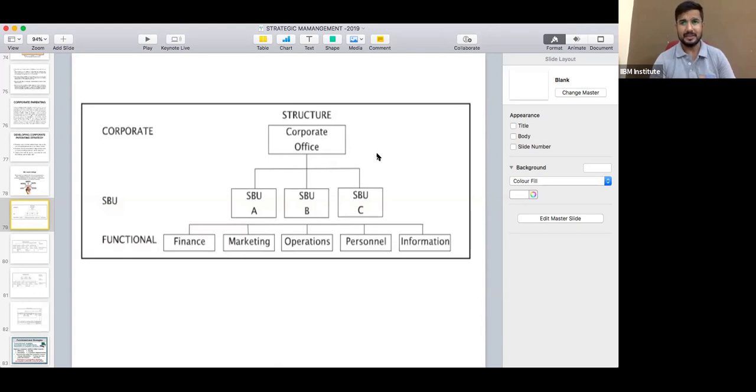After that, you can see Uber India, Uber Australia, Uber UK, Uber US, whatsoever. Each and every department of Uber is associated with a particular country. Like when we talk about Uber India, it is called SBU A. Uber UK is SBU B, and so on. Now, the most important part is: what is a strategic business unit?